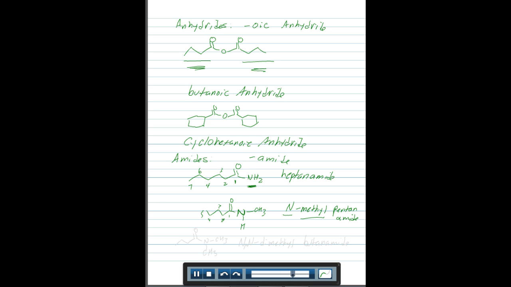Okay, if you have 2 groups on your nitrogen, so let's say you have 2 methyl groups, you need to tell the reader that you have 2 methyl groups on the nitrogen, so it's N,N-dimethyl. Okay, and then this is 4 carbons, so butanamide. Alright, so this time if you have things on your nitrogen, you need to tell the reader that you have these other groups on your nitrogens.